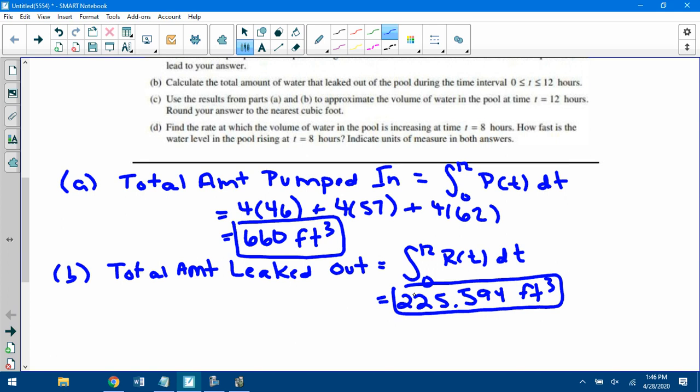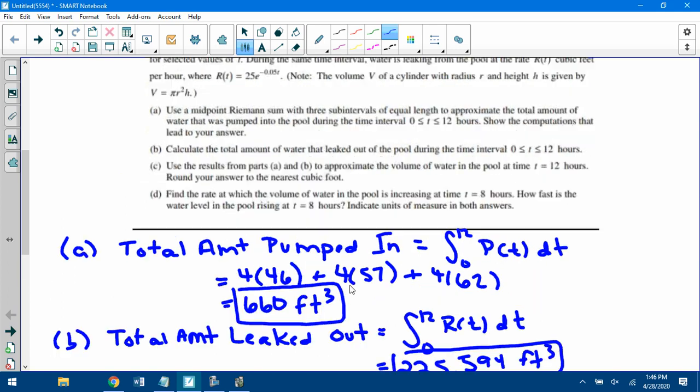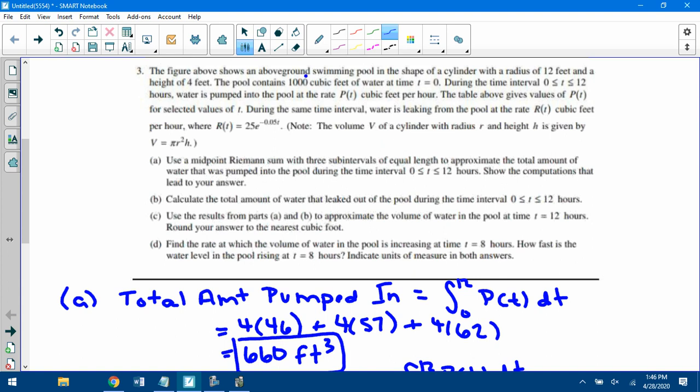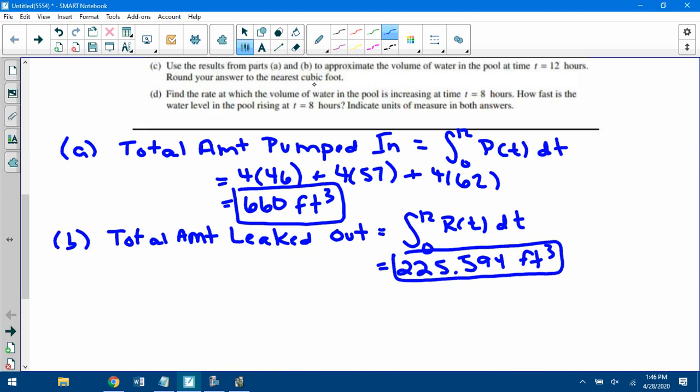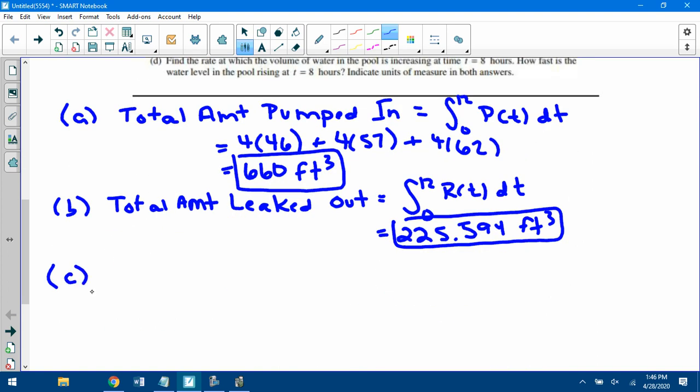Okay. Part C, use the results from A and B to approximate the volume of the water in the pool at time t equals 12 hours. Round your answer to the nearest cubic foot. Okay, so let's take a minute to think about what's happening. We're starting at time 0 with 1,000 cubic feet. Okay, so at time 0, I have 1,000 cubic feet. 660 was pumped in. I'm going to add 660. This 225 number leaked out, so I'm going to subtract that number.